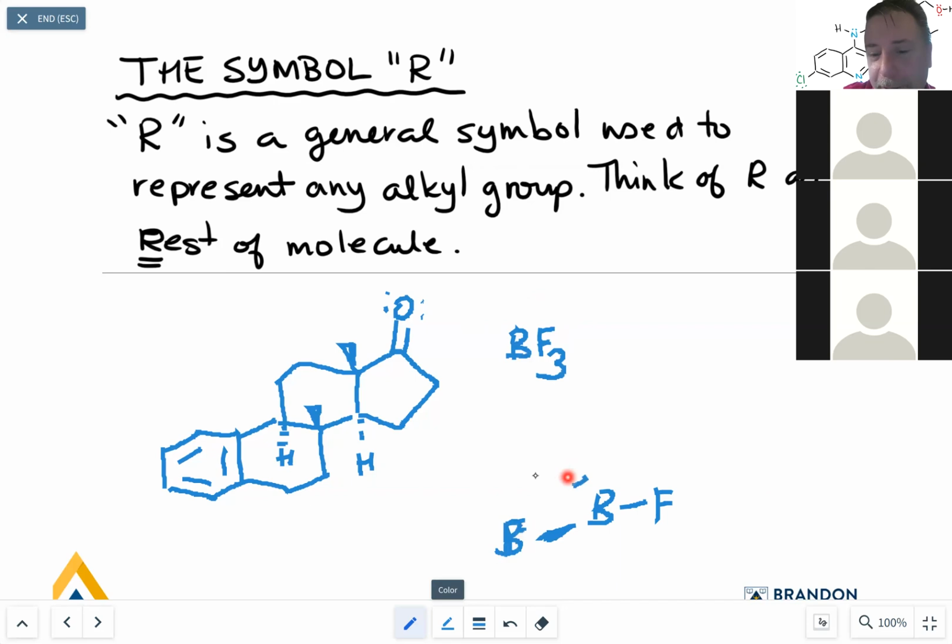So BF3, is it a Lewis acid or a Lewis base? Acid. Right, so it's a Lewis acid. So it's got this empty p orbital, right?